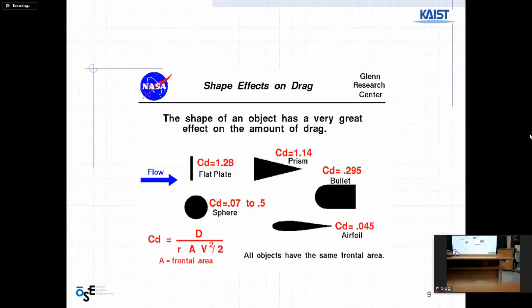Here is another one, the same thing with a different viewpoint: drag coefficient, and also the equation, and the frontal area is important. The blunt one is very high, and this one is good, powerful. So you remember the hydrodynamics you already learned from another class, right?